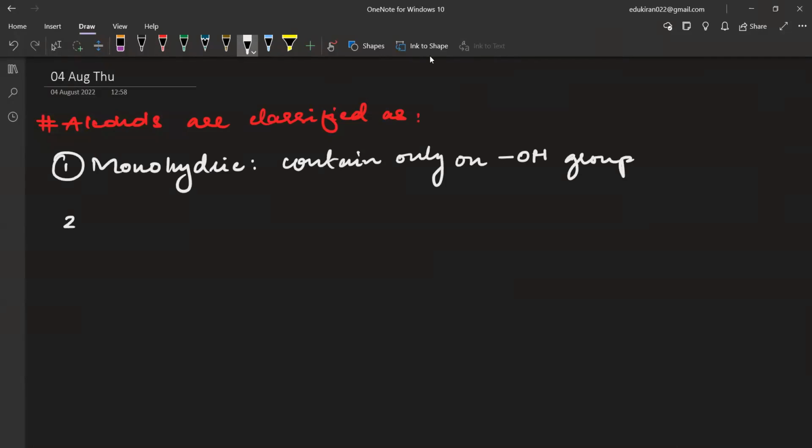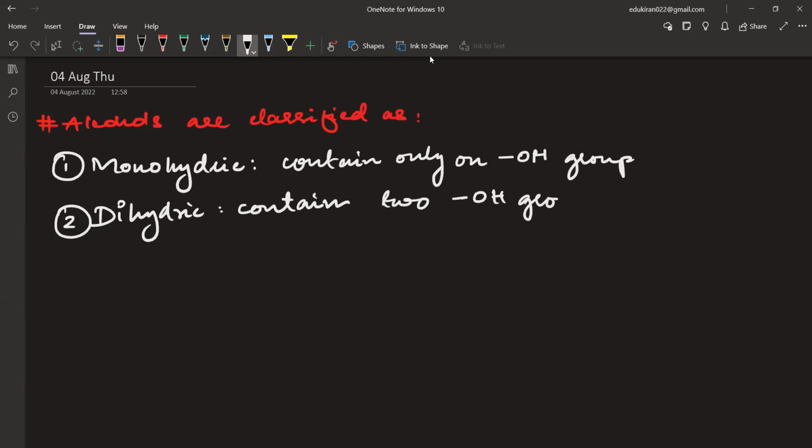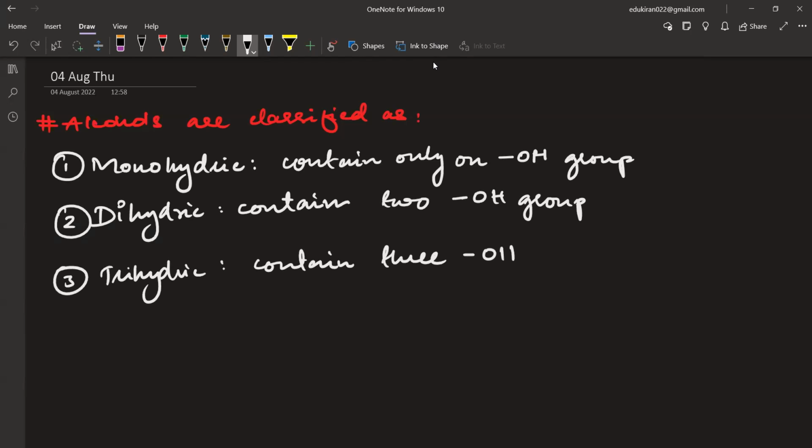Okay. Second classification is dihydric. They contain two OH groups. Third one is trihydric. They will contain three OH groups. Okay, they will contain three OH groups.